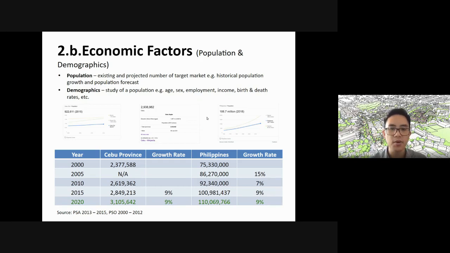Okay, so I did a quick tabulation of Cebu province. And as of, I think I need to update my data here. I only used 2015 data. So we have Cebu province, I estimated back in 2020 that it would be about 3 million people if the growth rate maintained. We can actually double check that now.